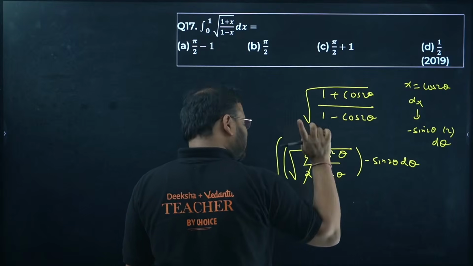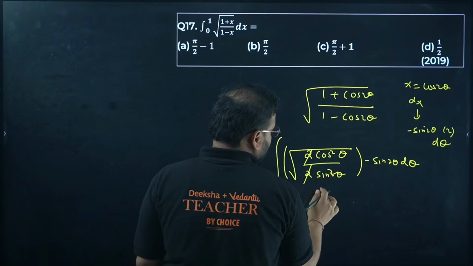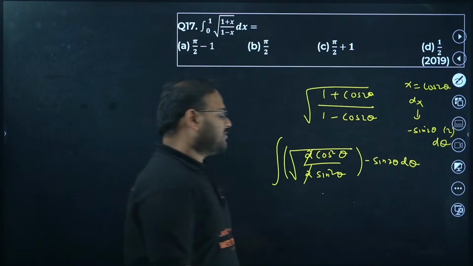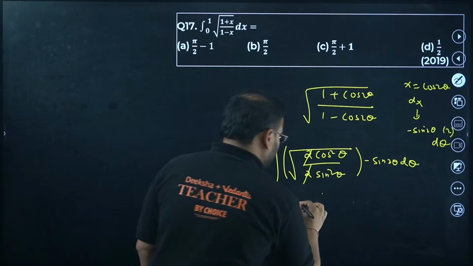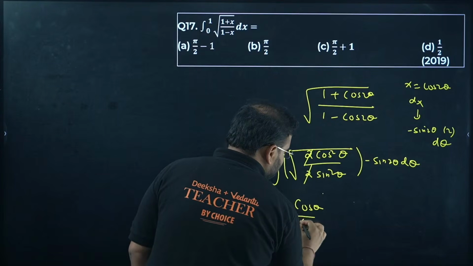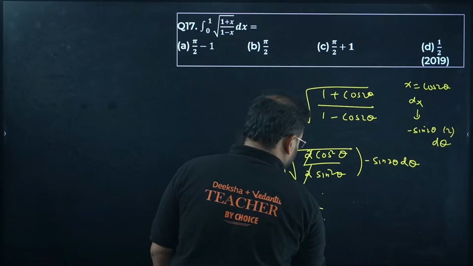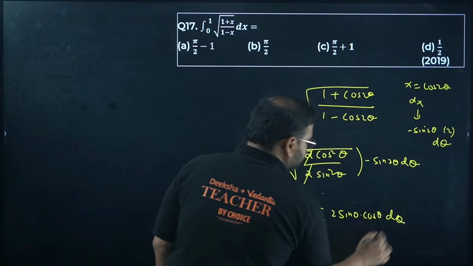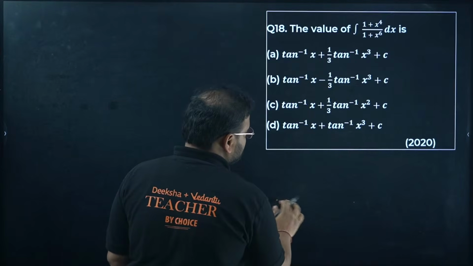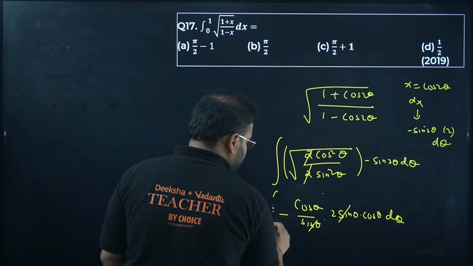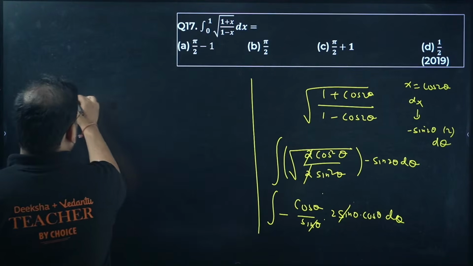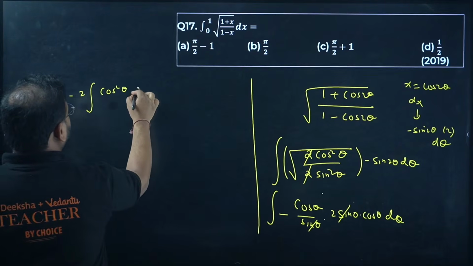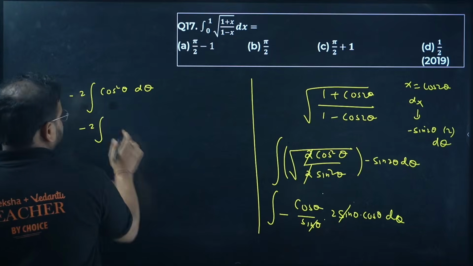Check. Cos by sine is cot, so this is square actually, not 2. This is square actually. Cos by sine is cot, so cot square in the root will become simply cot. So right here, cos theta by sine theta into, expand it, you'll get 2 sine theta cos theta d theta. Sine cancels, sine cancels, integration is there. Continue. Minus 2 is a constant outside, and inside we have cos square theta d theta. So minus 2 is there.